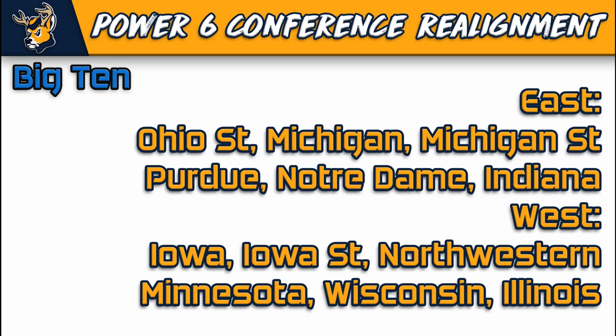So with this new Big Ten, Penn State, Maryland, and Rutgers are not in there anymore because there was 14. And now we also add Notre Dame and Iowa State. Notre Dame was an independent, and Iowa State was in the Big 12.